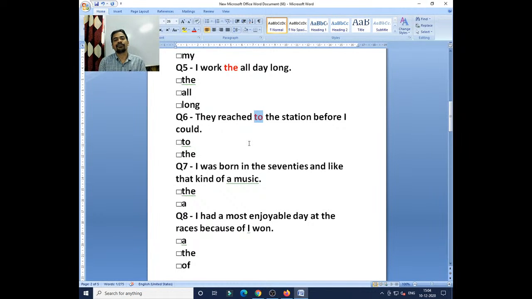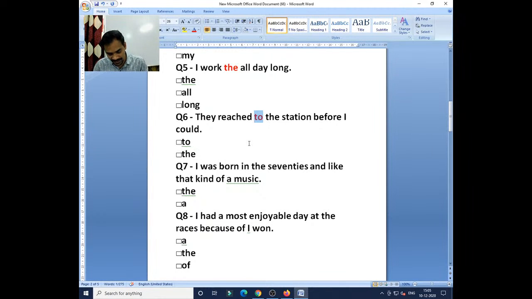For example, if a child writes when I entered to the class, this is wrong. You say, when I entered the class, the students stood up. You cannot say when the teacher entered to the class or entered into the class. Similarly, you can say when you reached the station, but you cannot say when you reached to the station. If you speak in this manner, it is grammatically incorrect.